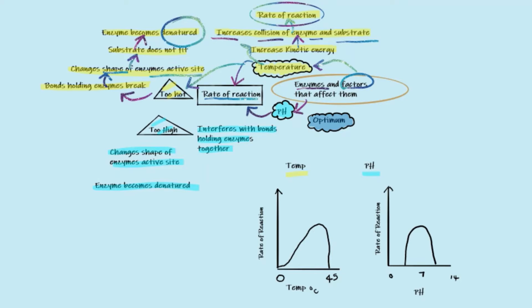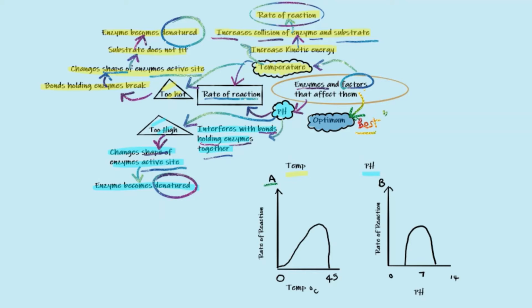Another factor that will affect the enzymes is pH. With the different pHs, it interferes with the bonds of the enzymes, the bonds which are holding the enzymes together. If the pH is too high, this will change the shape of the active site on the enzyme, and this ultimately will again make the enzyme denatured. All enzymes have an optimal level that these factors can work on. Optimal level is where the enzyme is working best at.